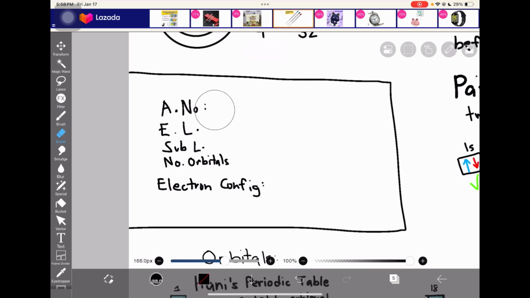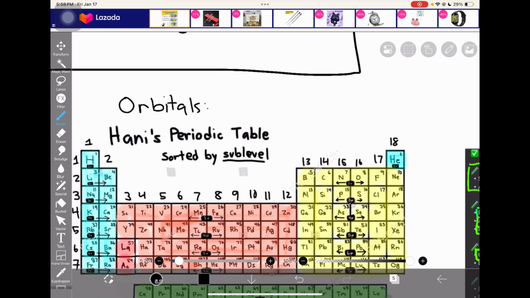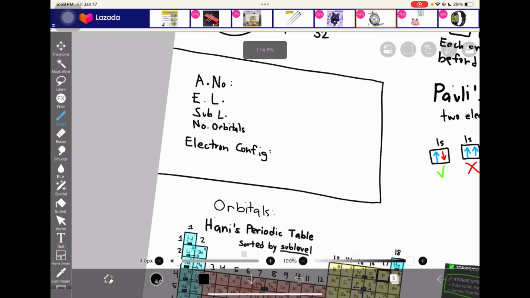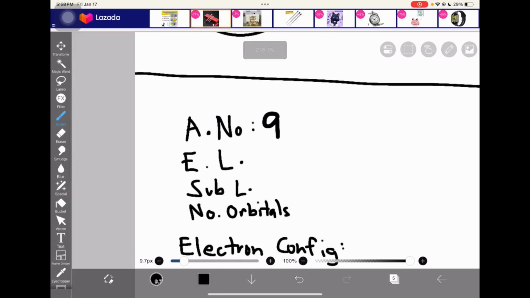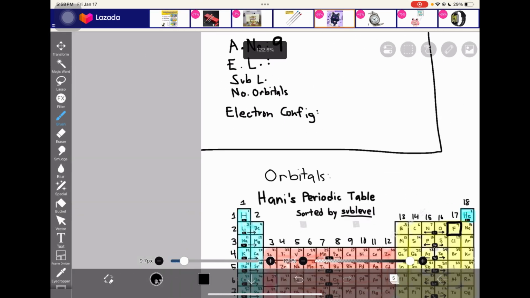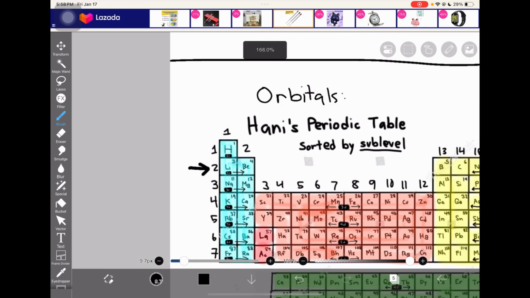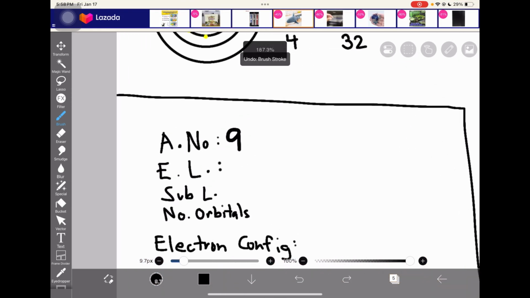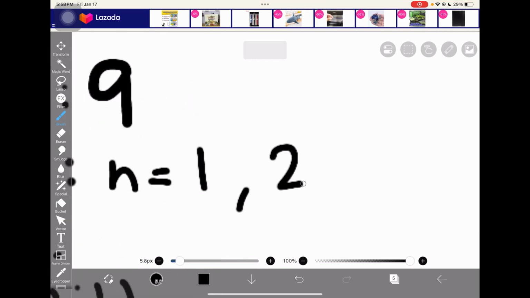Let's try a more challenging one. This time, let's try fluorine. Fluorine is over here, the symbol is F, and the atomic number is 9. The energy level is once again determined by the period. It's now in the second period, so it occupies both the first and second energy level. Therefore we put n equals 1 and 2.